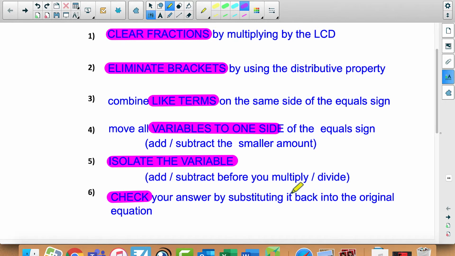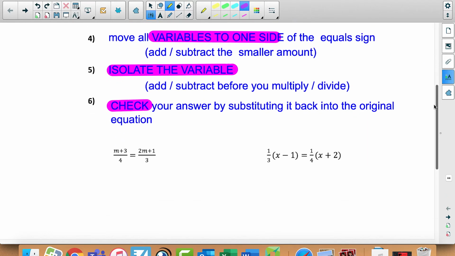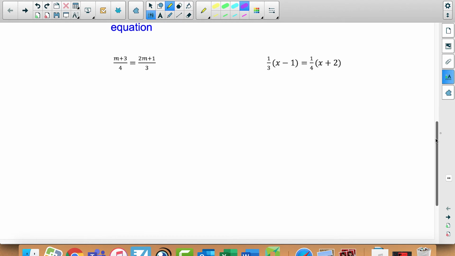Now, I imagine you're often going to skip that step. I'm going to skip that step today because it just takes so much time and effort to check your work. It's almost not worth it. It's just better to do a good job and be super careful when you're answering the question.